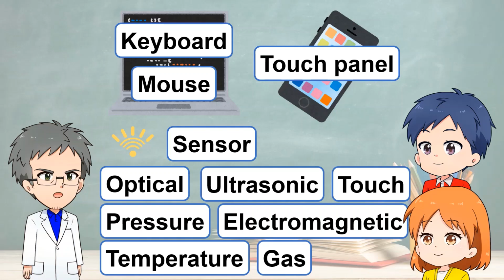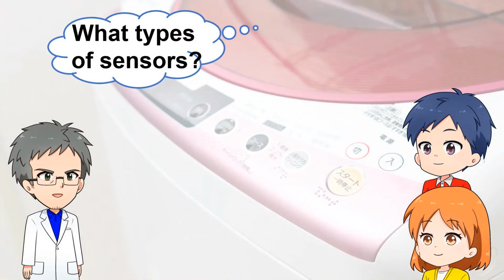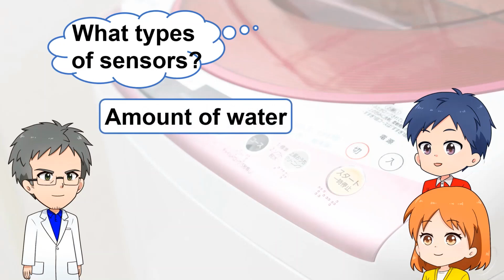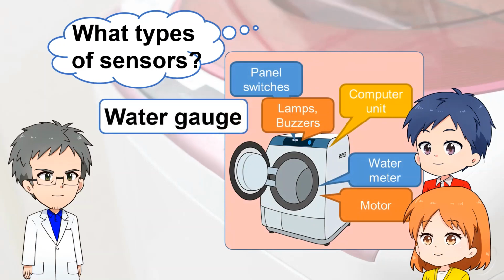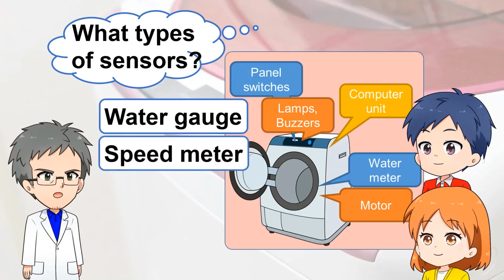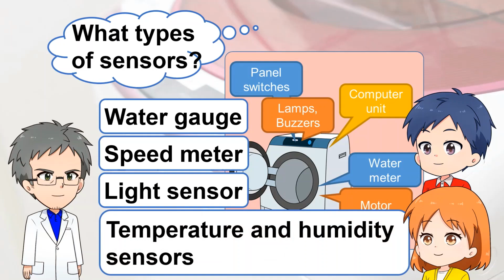Let's think about what kind of machine needs what type of sensor. For example, what types of sensors are used in a washing machine? Well, the sensor to measure the amount of water. That's right. What else? In our first lesson, there was only a panel switch and water gauge. You remember very well. Actually, there are many other sensors in the washing machine. These include a speed meter to check the speed of the motor, a light sensor to check the contamination of the water during washing, and temperature and humidity sensors used during drying.